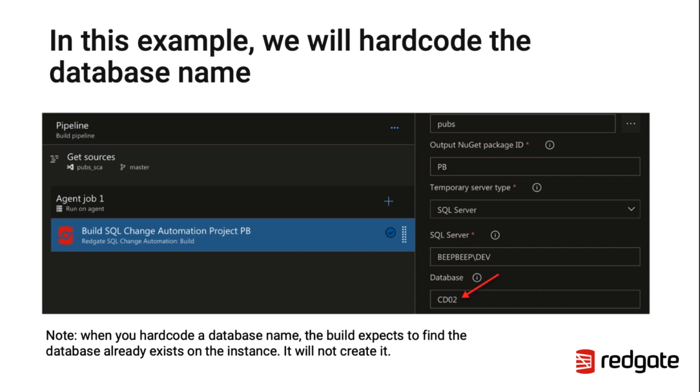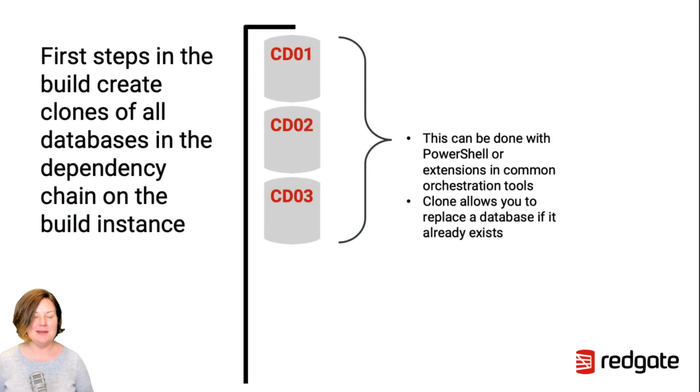Now, one quick implementation note, when you do this in a build, when you specify a database name, the build expects that database already exists. It's not going to create a database named CDO2 for me. If I say CDO2, at the time the build begins, a database named CDO2 needs to be in place. Now, it doesn't need to have anything in it if you don't want to. It just needs to have a database on this instance named CDO2 because I've hard-coded the name.